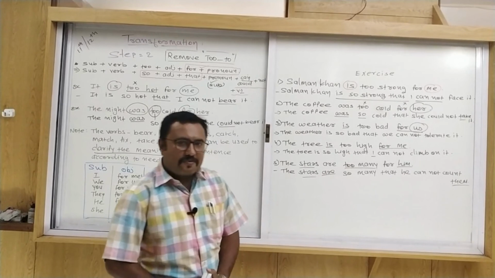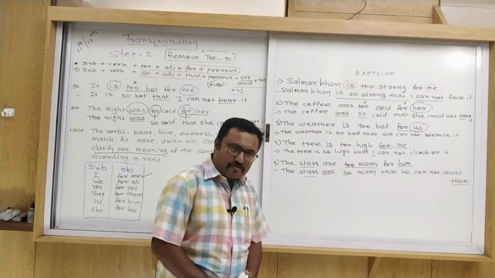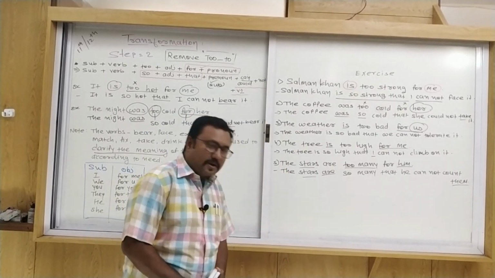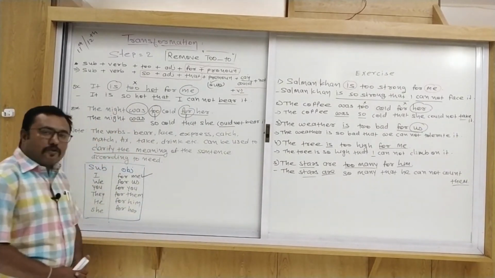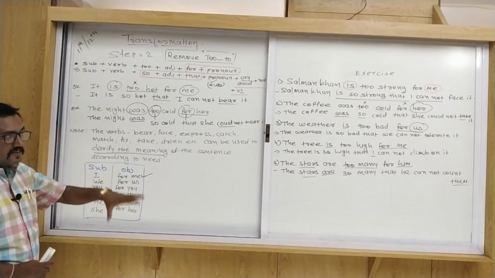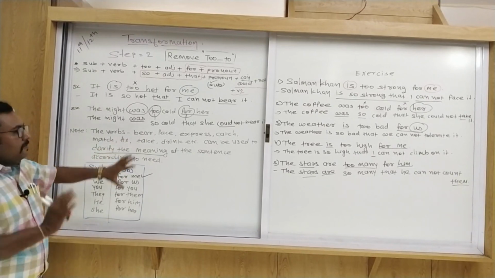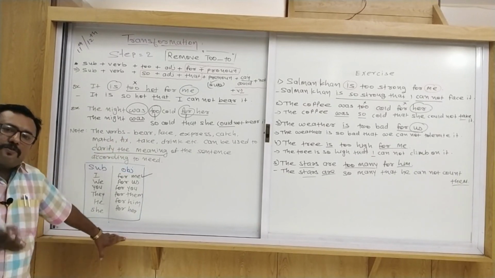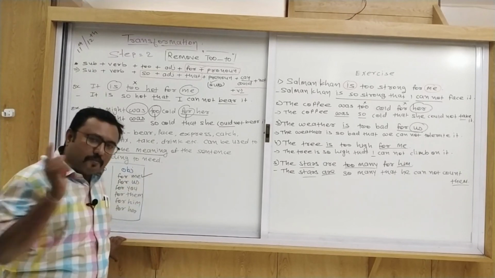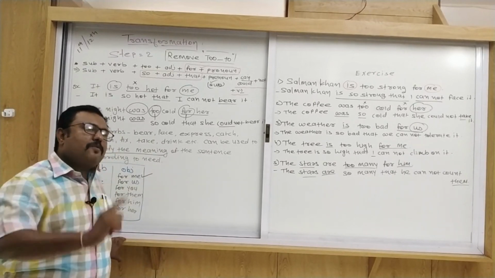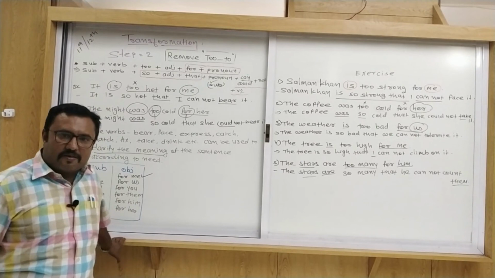So I hope, dear friends, you understood this topic, and you can take a screenshot also. Okay, and it is necessary to write it down in your notebook, because there are more than 5 steps of removing too and for. Okay, and we have to complete it clearly.